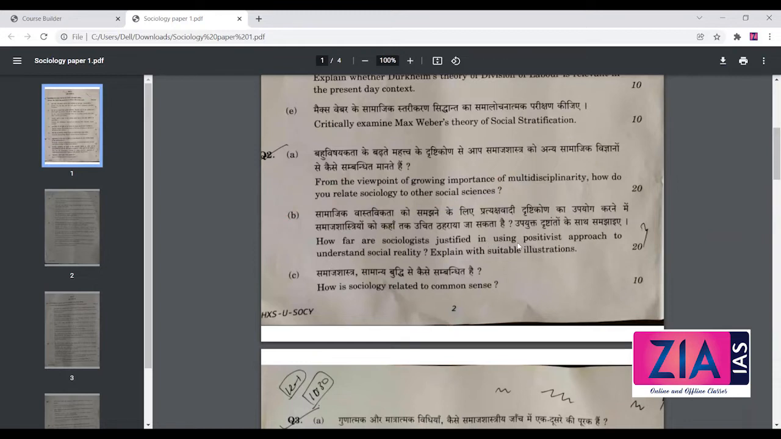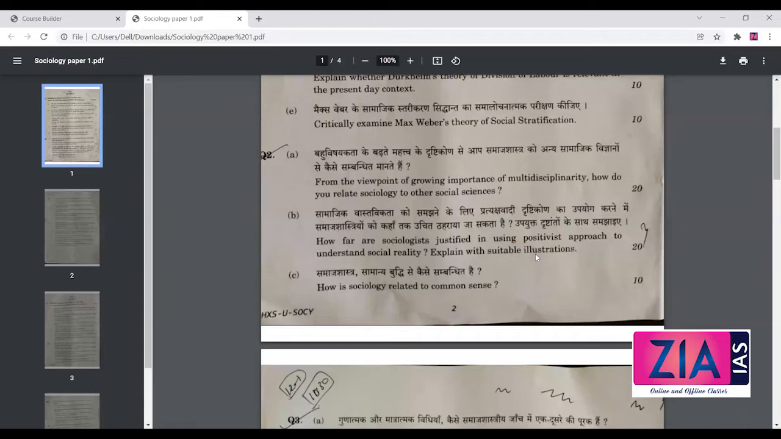Second, how far is sociology justified in using the positivist approach to understand social reality? Explain with suitable illustration. A very easy question. You're talking about positivism. You need to talk about what is positivism, who are the positivists. Start from Auguste Comte, Saint-Simon, Herbert Spencer, Durkheim, approaches and illustrations. You have a lot of studies, right? So will I face any problem with respect to this? No.